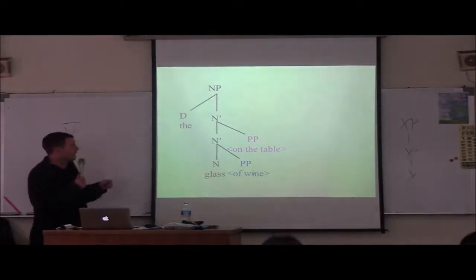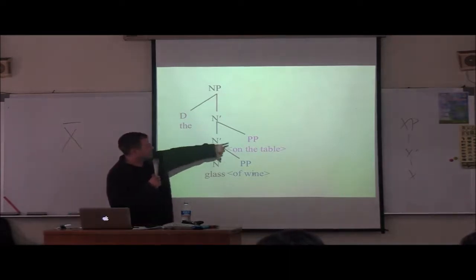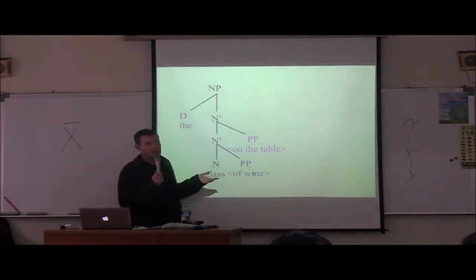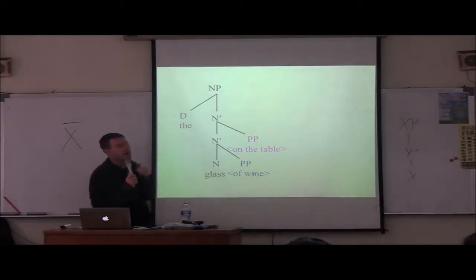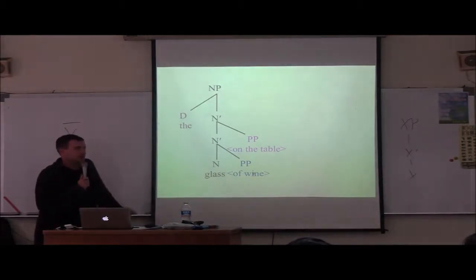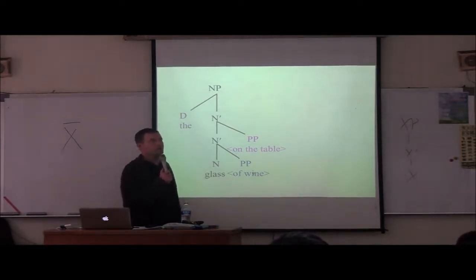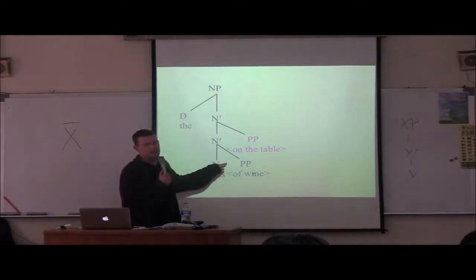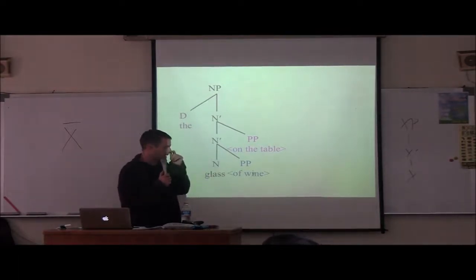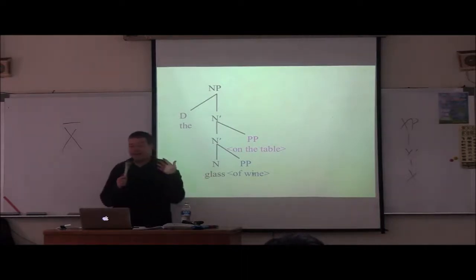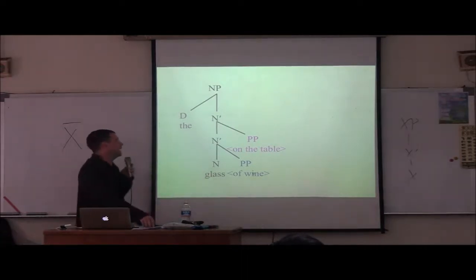Okay, good, right? Despite the fact that these two phrases have the same syntactic category, if you try to switch their order, it won't work. So a glass on the table of wine is terrible. It's not grammatical. And the reason for that is that of wine is a complement. And complements do not like to be separated from their heads. So if you try to put some other adjunct material in between a head and its complement, it will make the phrase ungrammatical. And that's how you tell whether something is a complement or an adjunct.